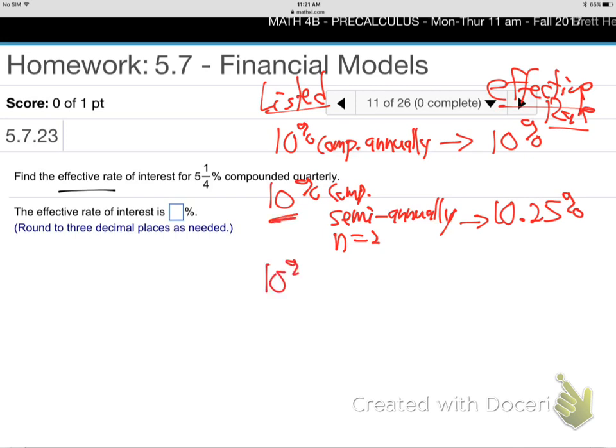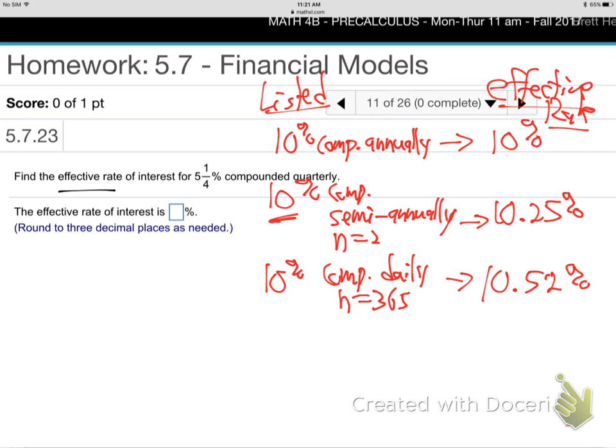If you do 10% and you compound it daily, that'd be 365. Then, I don't remember, what would that be? How do I do that? 1 plus 0.10 divided by 365 to the 365. Yeah, that would be 10.52%. Even better. So basically, the more frequently you compound, the effect is actually a little higher than what's listed.